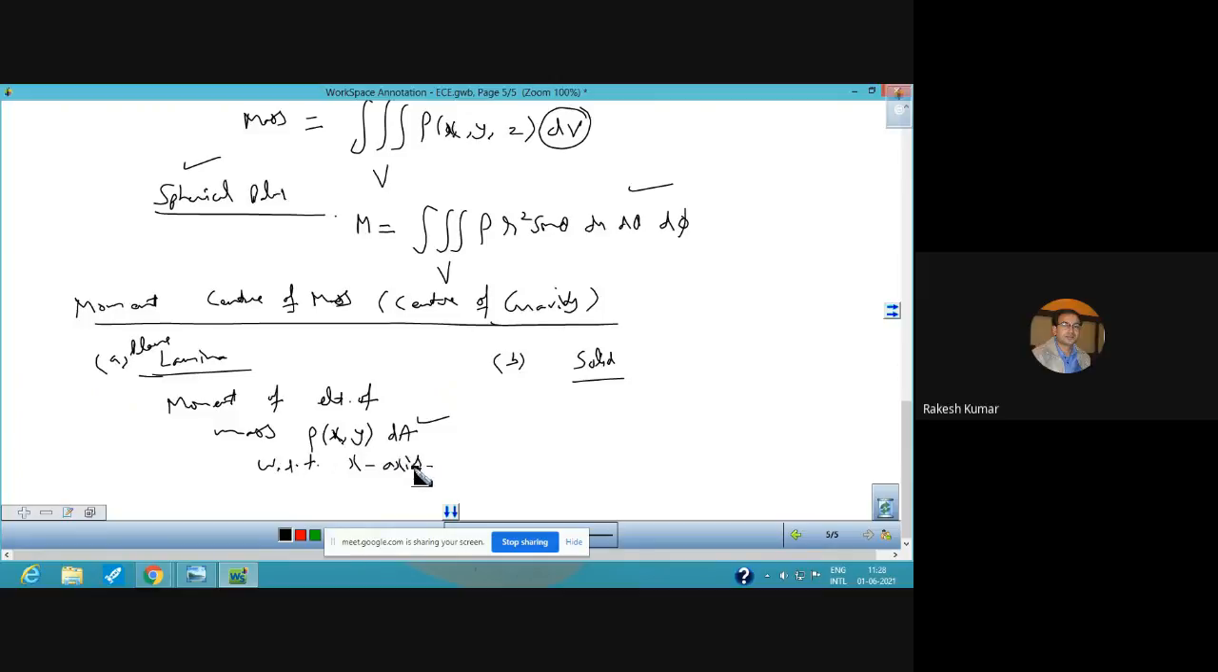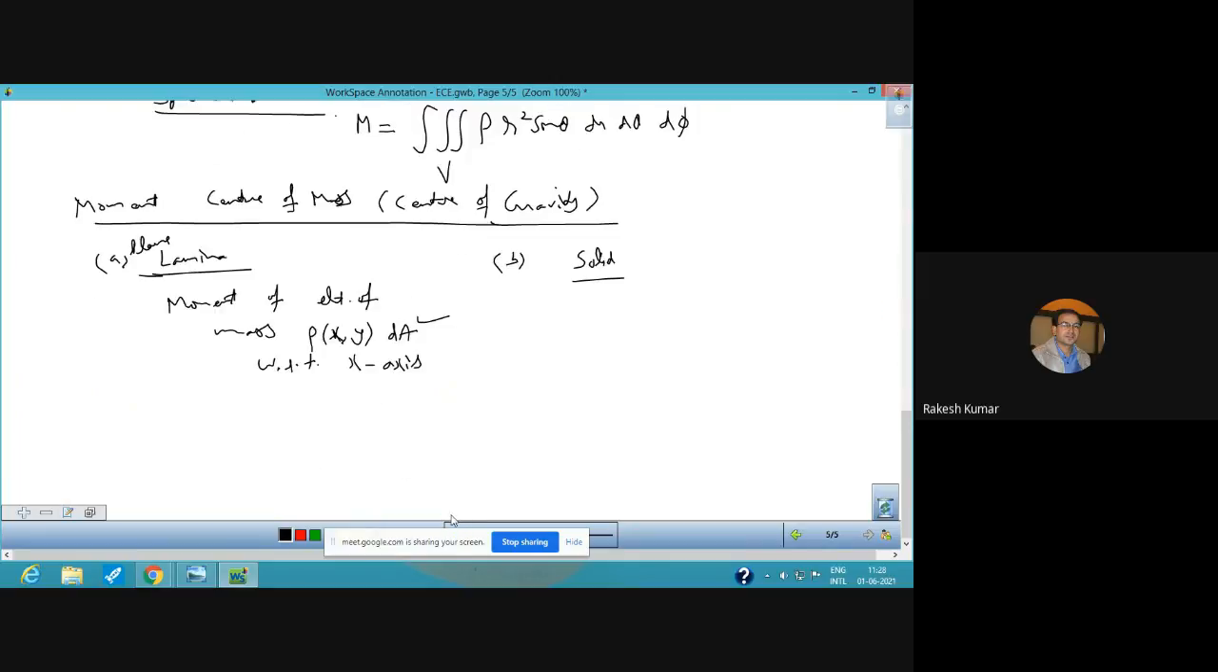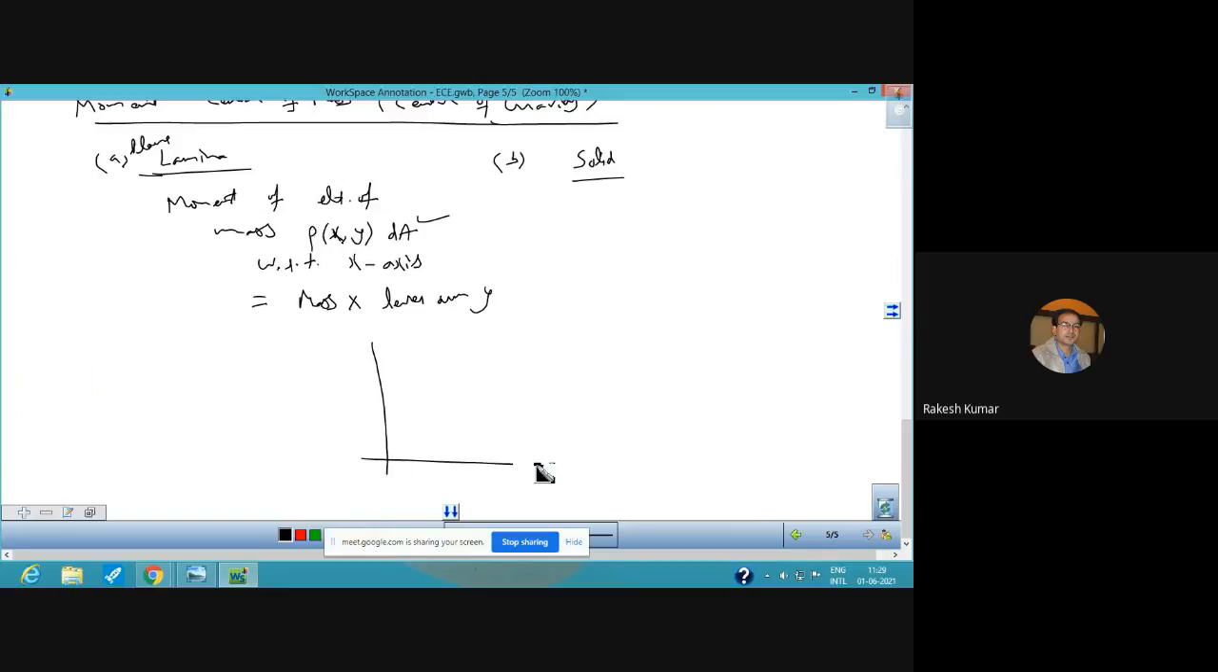This is with respect to x, and we can say that it is equal to mass into lever arm y. Now, what does it mean? Just to understand this, we will have a figure. This is the xy plane, and this is the surface we are taking, with the region R. This inner region is the R region.